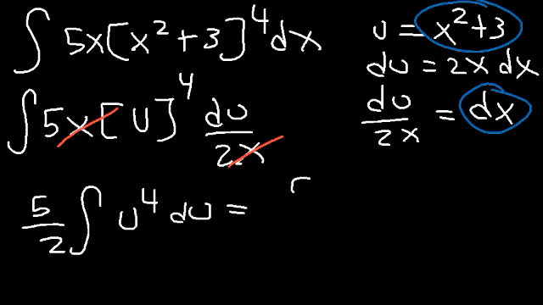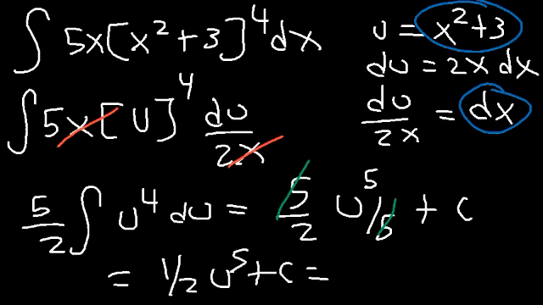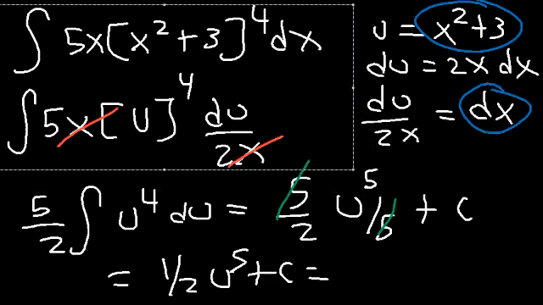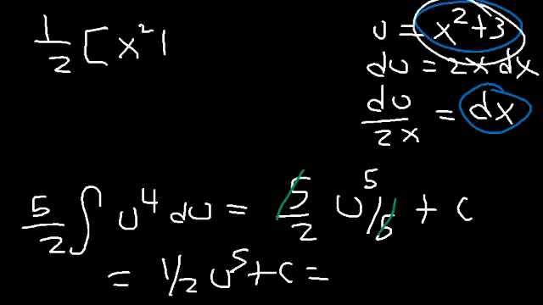Now we can use the power rule. So if we add 1 to the exponent, it's going to be u to the 5th divided by 5 plus c. So notice we can cancel these 5's. So what we now have is 1/2 u to the 5th plus c, which is, let's make some space. At this point, we can replace u with x squared plus 3. So the final answer is 1/2 x squared plus 3 raised to the 5th power plus c. So this is it.